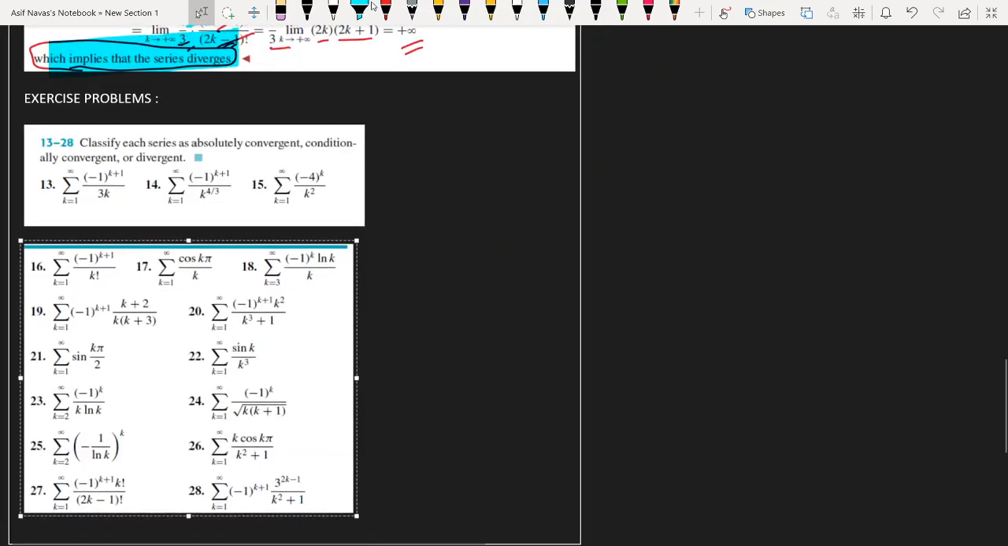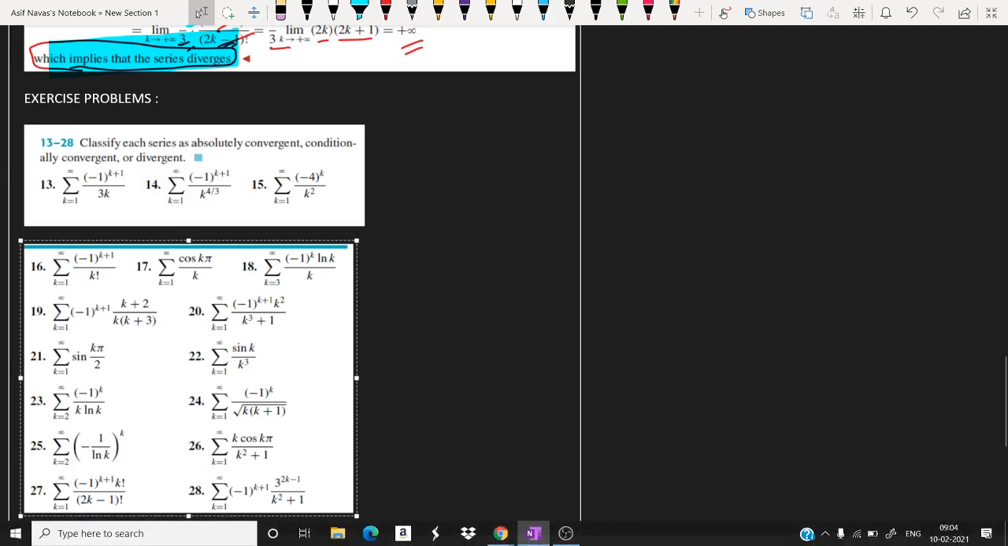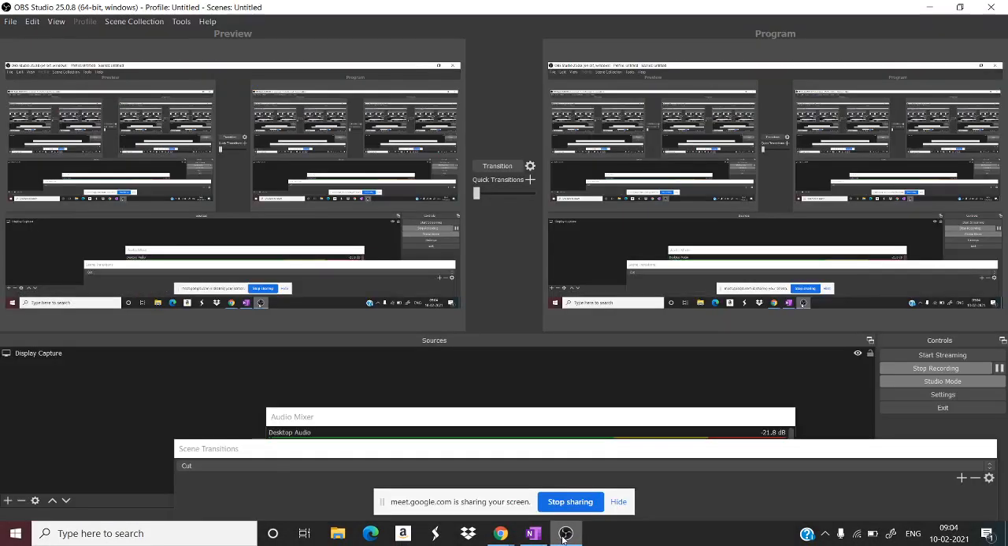Now we will check out a few problems. These are the exercise problems. You can do this problem. So we can do this problem.